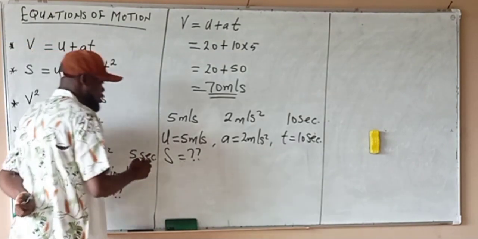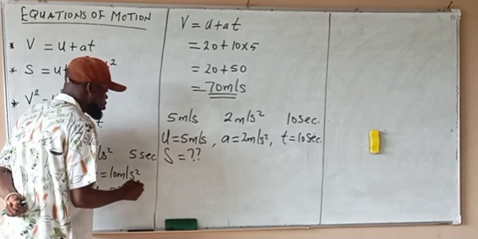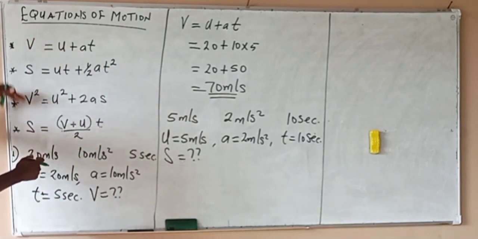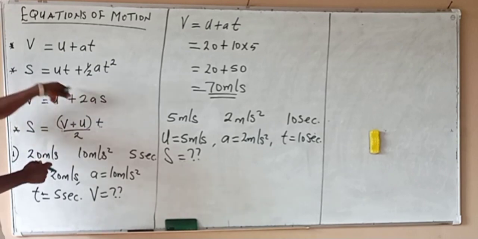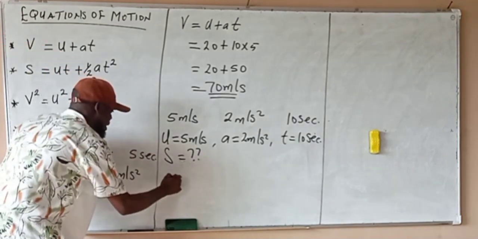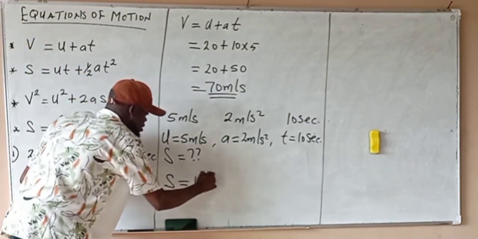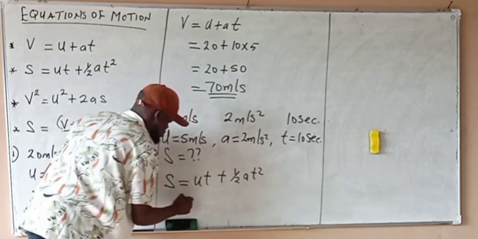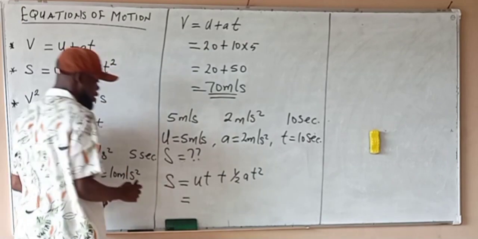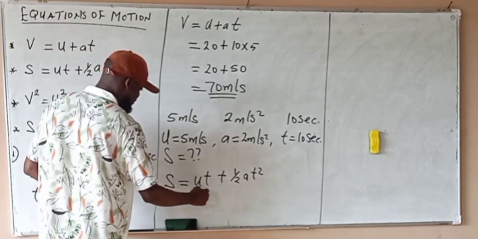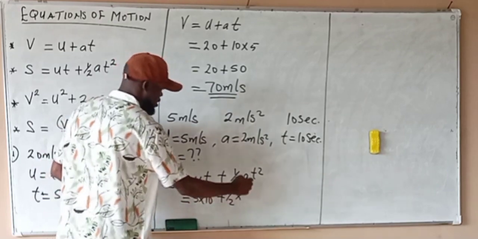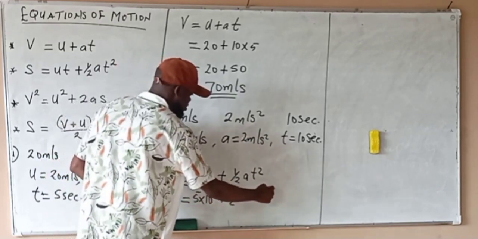So, the distance moved will be, let's look at the equation. Final velocity is not known, but the initial velocity is, so equation 2 will work here. Our x will be equal to ut plus half at squared. What is u here? u is 5, times 10, plus half times the acceleration, which is 2, times 10 squared.